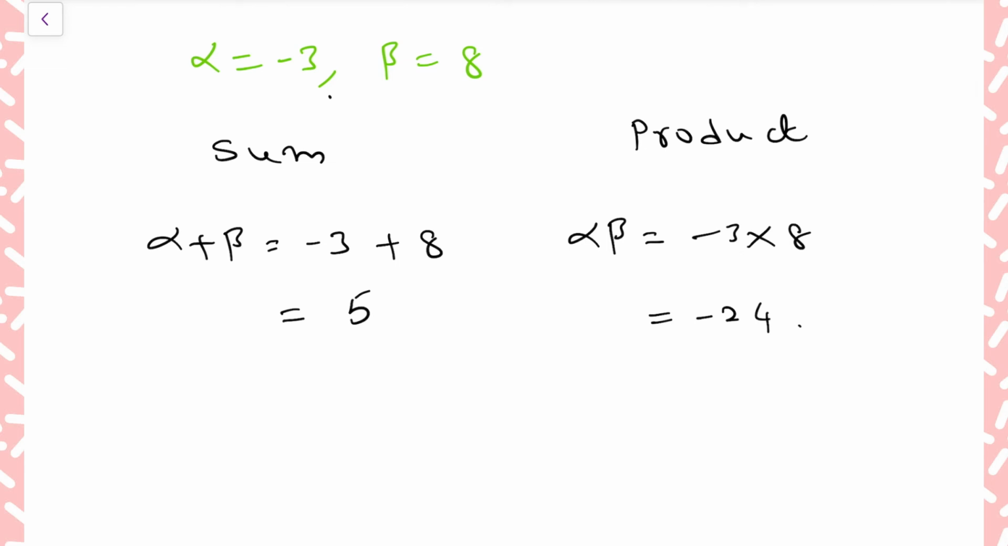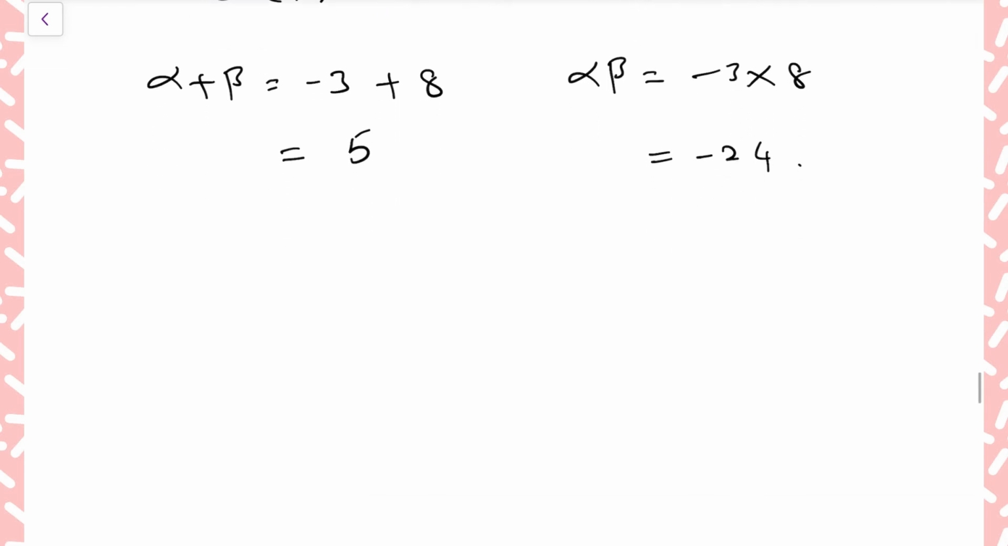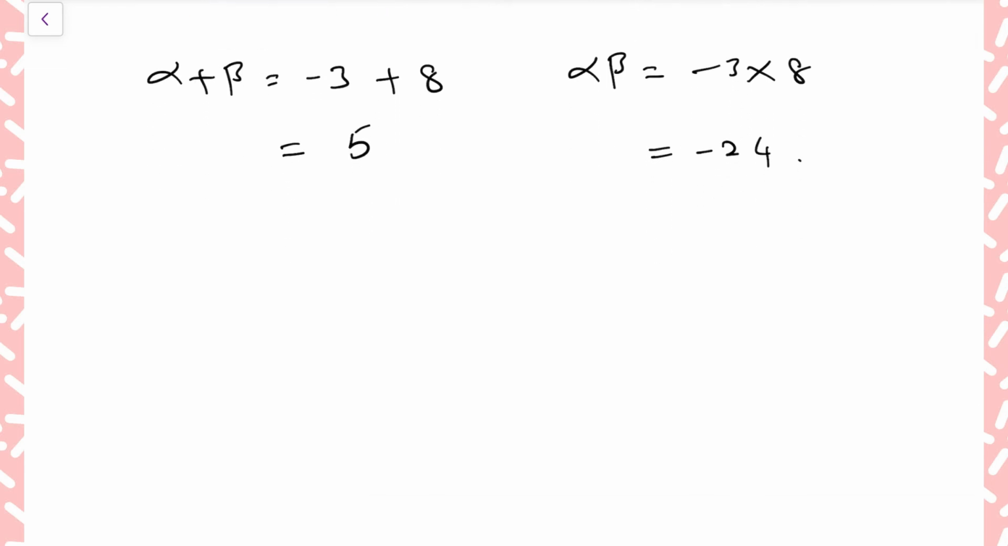Now, the sum and product of the zeros we need to find out with the help of formulas. So alpha plus beta formula is minus b by a, and alpha into beta formula is c by a. Let us check what values we will get then.